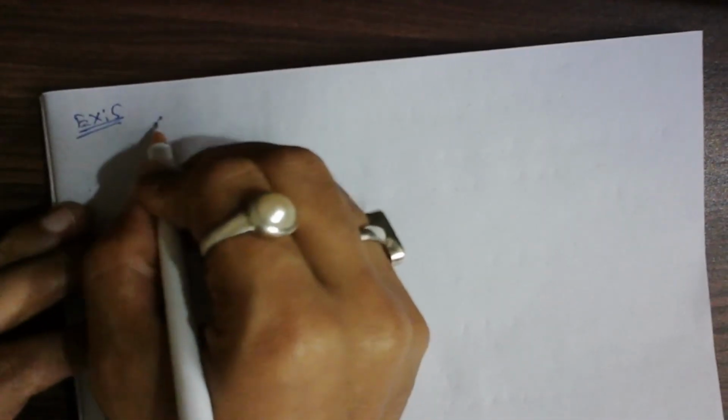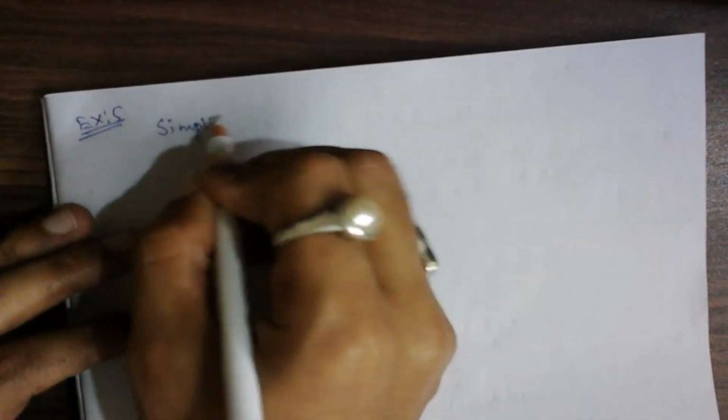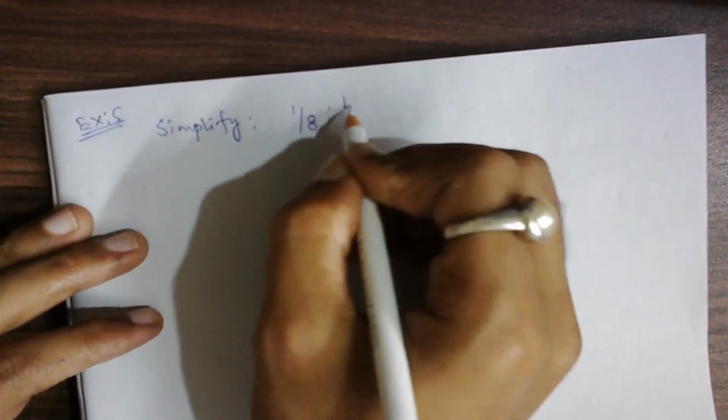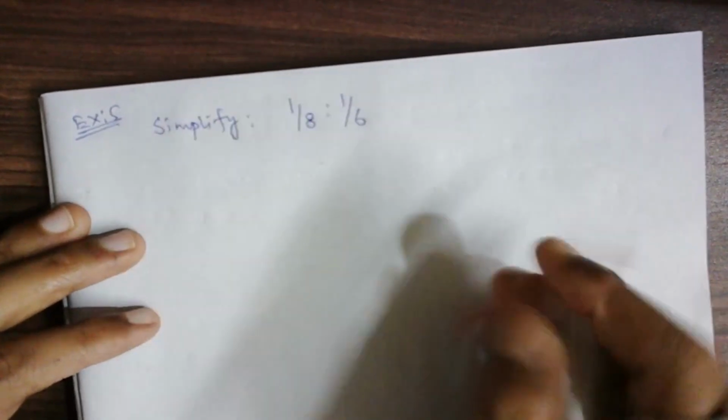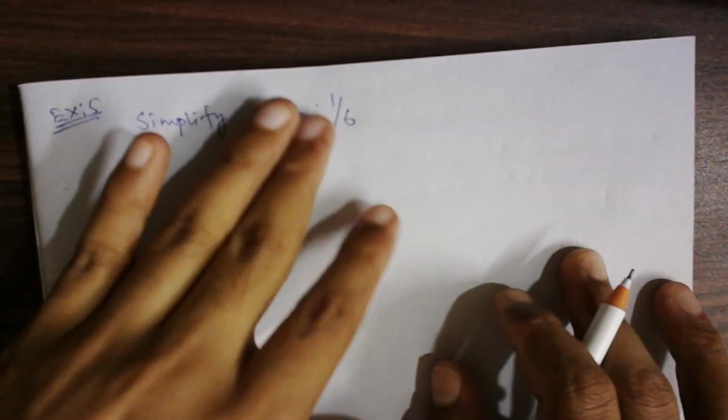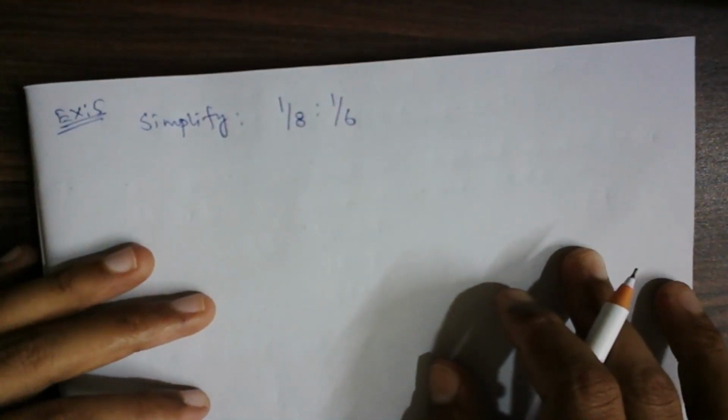Example number 5 क्या है? Simplify, हाँ. 1 by 8 is to 1 by 6. See, I am not satisfied with this ratio. I wanted to make a ratio like 3 is to 4, 2 is to 3, like that. I am not satisfied with this breakup. मुझे अच्छा नहीं लग रहा है. I am not happy with that.